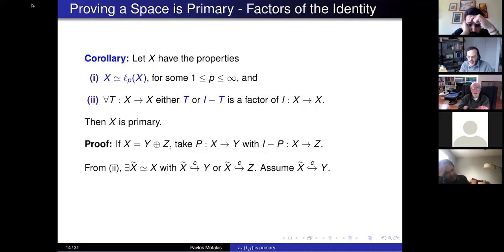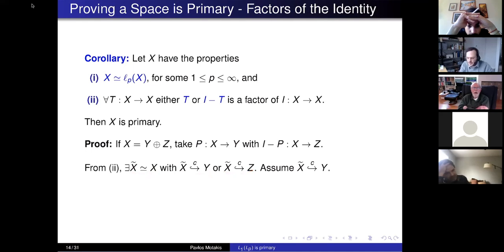Then I apply this property to my operator, so T is P, and then by the proposition on the previous page, since one of them is a factor of the identity, one of the images has to contain a complemented copy which is isomorphic to the whole space. So if P is a factor of the identity, then the image of P contains a complemented copy of X. If I minus P is a factor of the identity, then Z, the image of I minus P, contains a complemented copy of X.